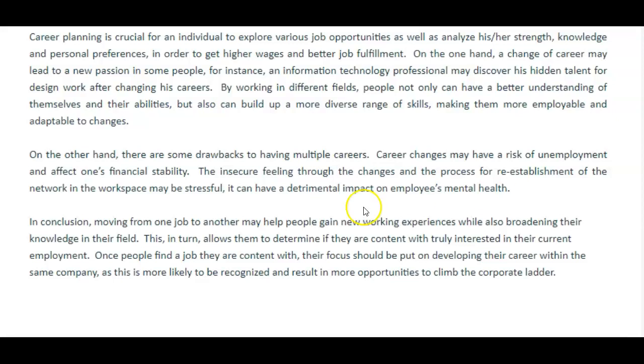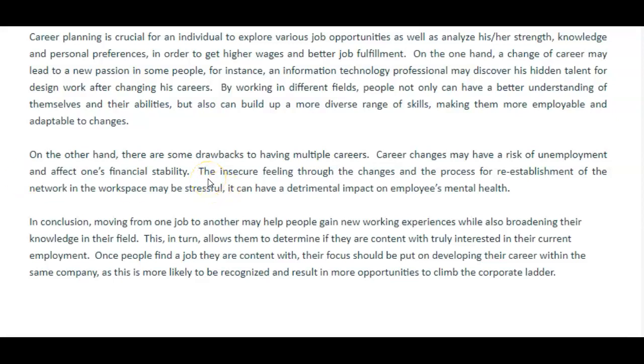So, if you have multiple careers, that means that today you're a graphic designer, a year from now you're an IT professional, 2 years from now you're an accountant. So I would think that makes you more employable, having all those backgrounds. So you didn't explain this to us. Changes may have a risk of unemployment. Well, if you're changing to get another job, I don't understand where unemployment came in. That was confusing to me.